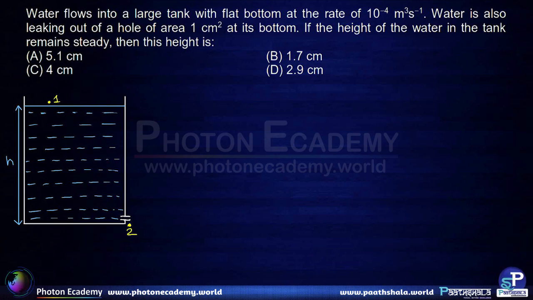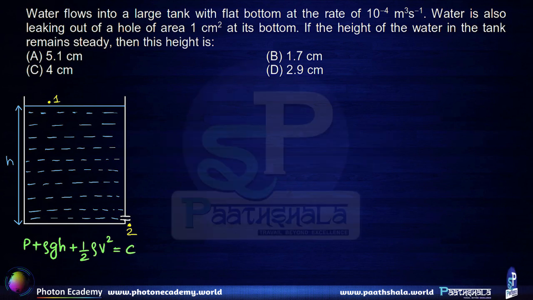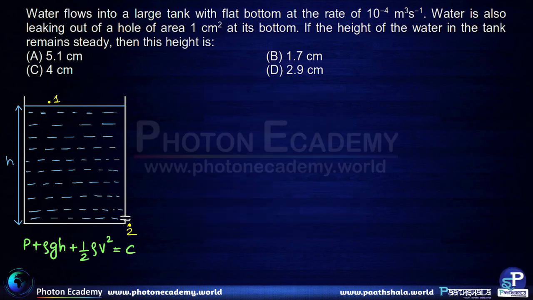So Bernoulli's theorem has the equation P plus ρgh plus half ρv² equals a constant, where P is the pressure, ρ is the density of the liquid, g is the acceleration due to gravity, h is the height of the point from the reference level, and v is the velocity of the liquid at that point. At point 1, the pressure acting will be atmospheric pressure, P naught. And at point 2 also, the pressure will be atmospheric pressure, that is P naught.